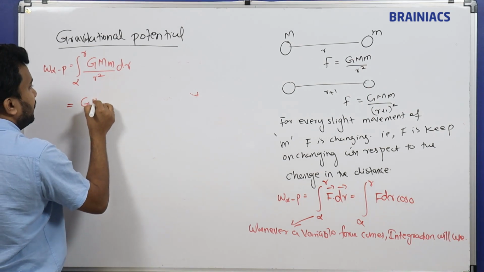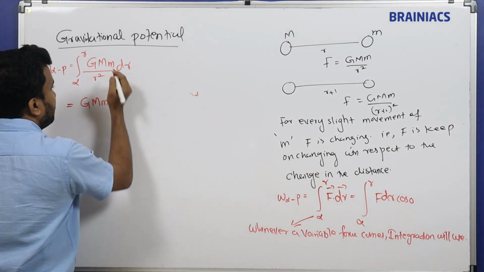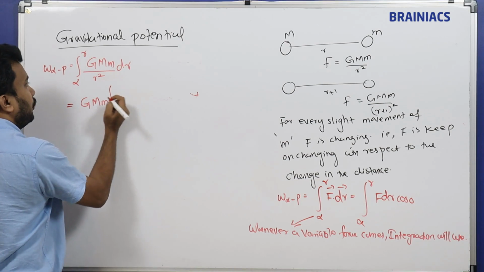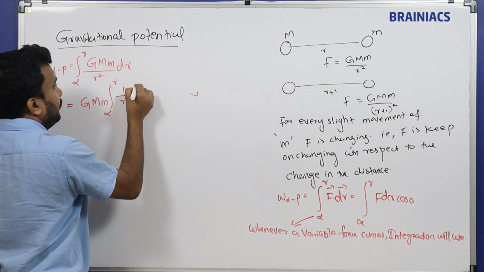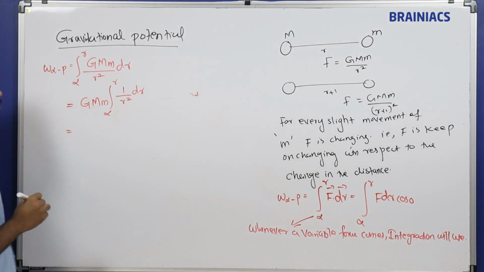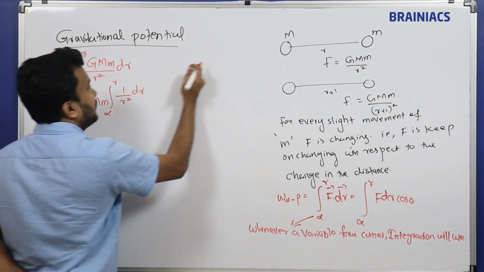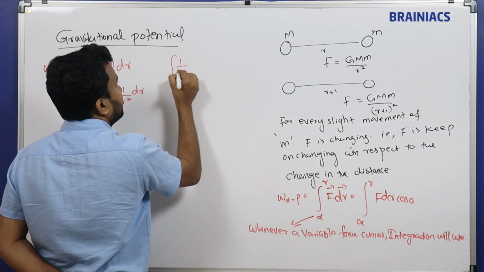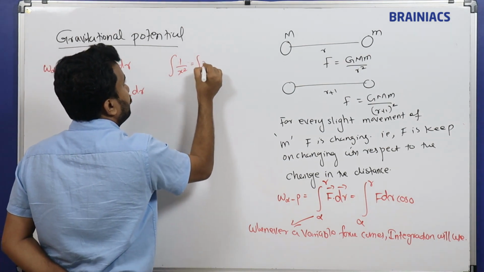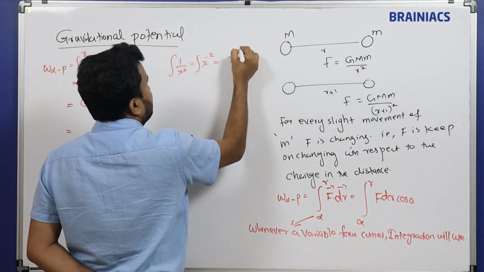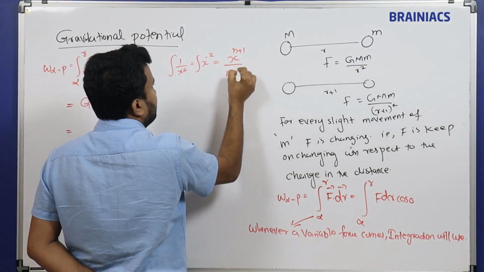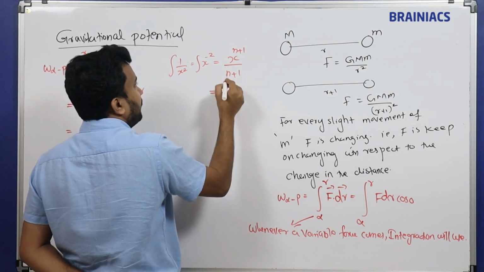G is constant, capital M and small m are constant, and the rest is the integral from infinity to r of 1 by r square into dr. What is the integral of 1 by r square? The integral of 1 by x square, which is x raised to minus 2, is equal to x raised to n plus 1 divided by n plus 1. This is a standard formula. We will substitute here.